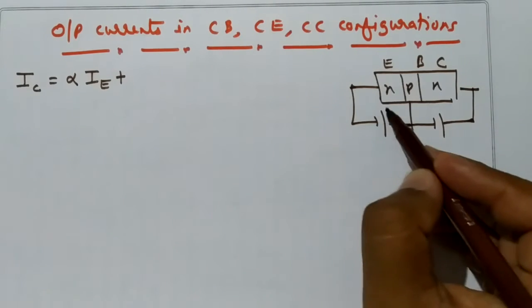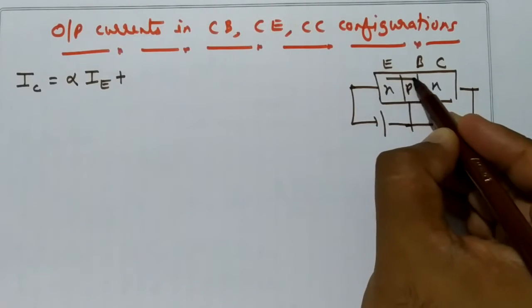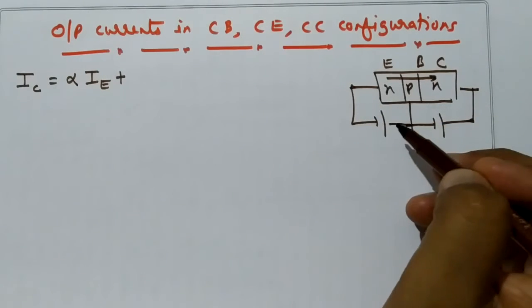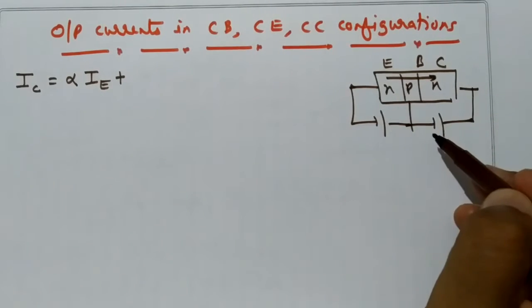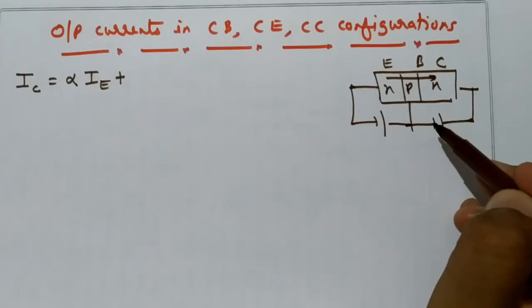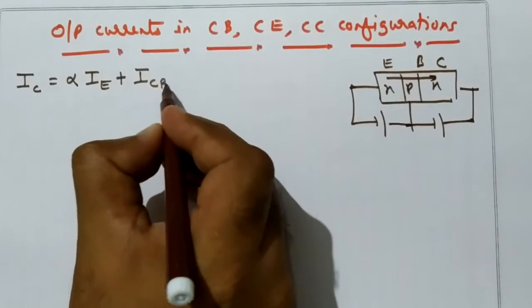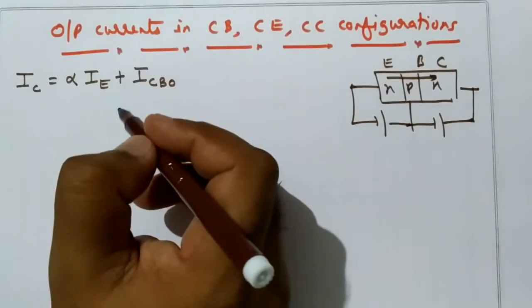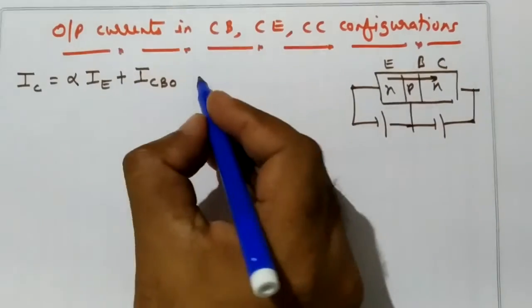When we forward bias this emitter base junction, the electrons are flowing in this way, and the current will be from the collector to the emitter, and that is the current due to the majority charge carriers. Now since we have reverse biased this base collector junction, there will be a small amount of current due to reverse bias, and that current will be equal to ICBO. So this is the majority charge carrier current, and this is the minority charge carrier current. So this is the output current in CB configuration.